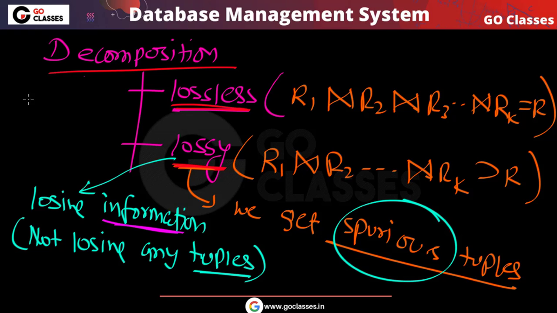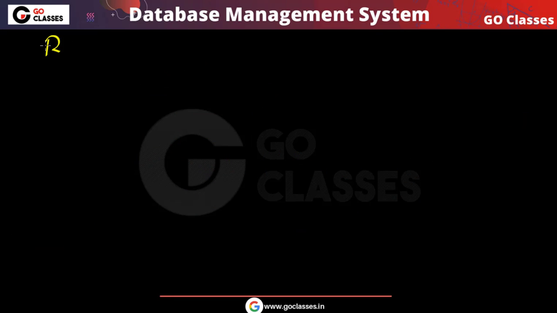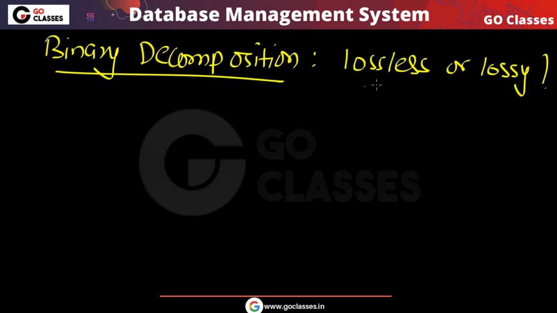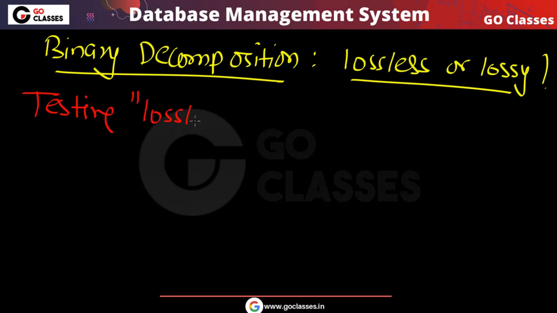So any decomposition has two types, lossless decomposition or lossy decomposition. Now if you do a binary decomposition, how can you say whether it is lossless or lossy? How to check it? This is testing lossless or lossy for binary decomposition.